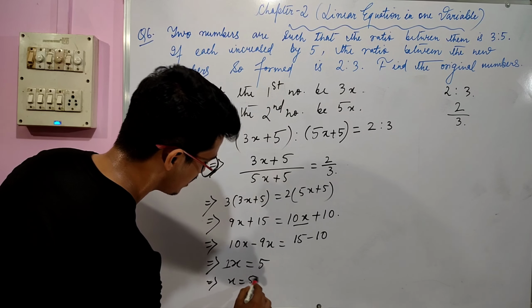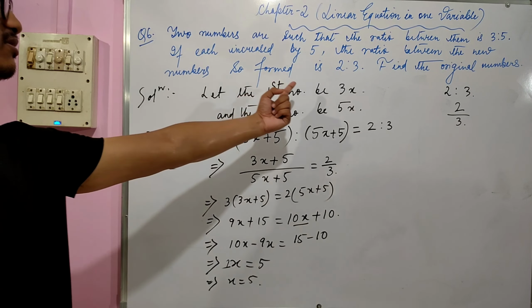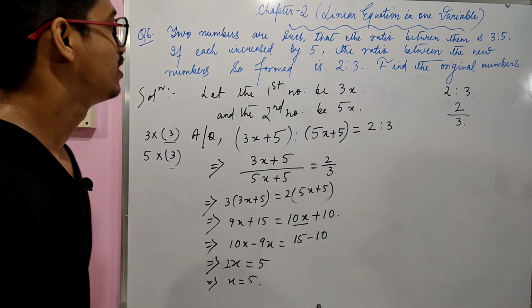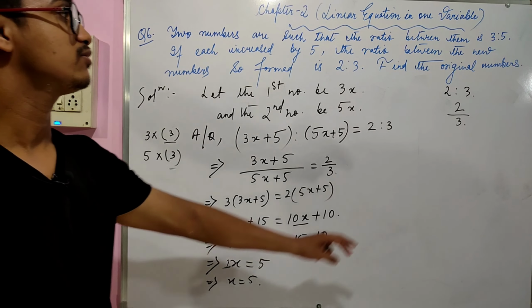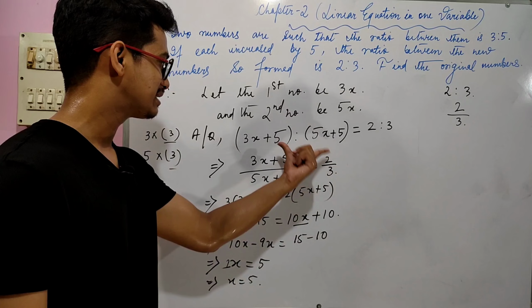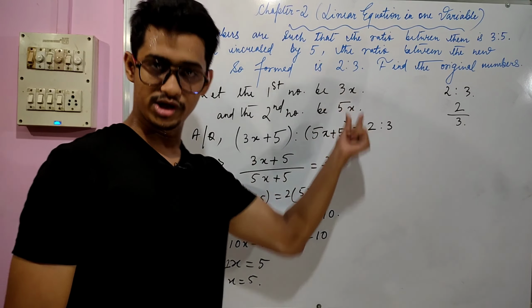x equal to 5. Now we simply put the value of x into the first number, that is 3x, and the second number, and finally we get the answer of the original numbers. Because we have to find the original numbers, not the new numbers. So these are the new numbers that were formed, and these are the original numbers.